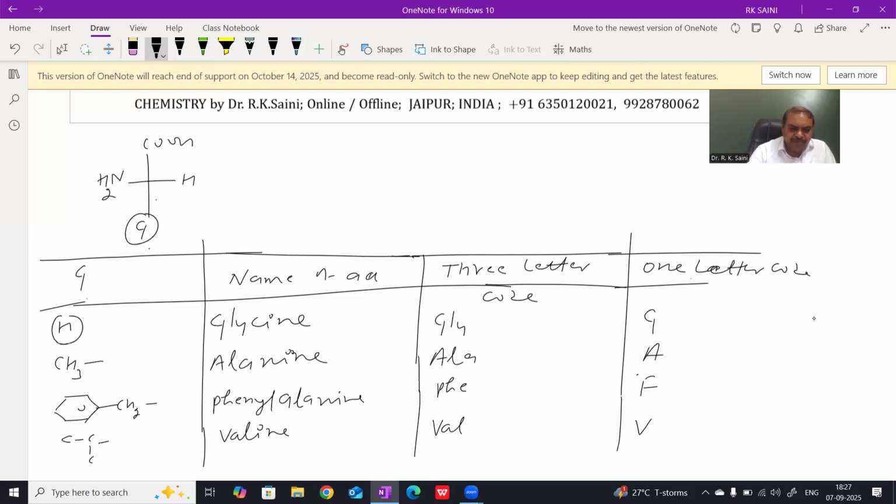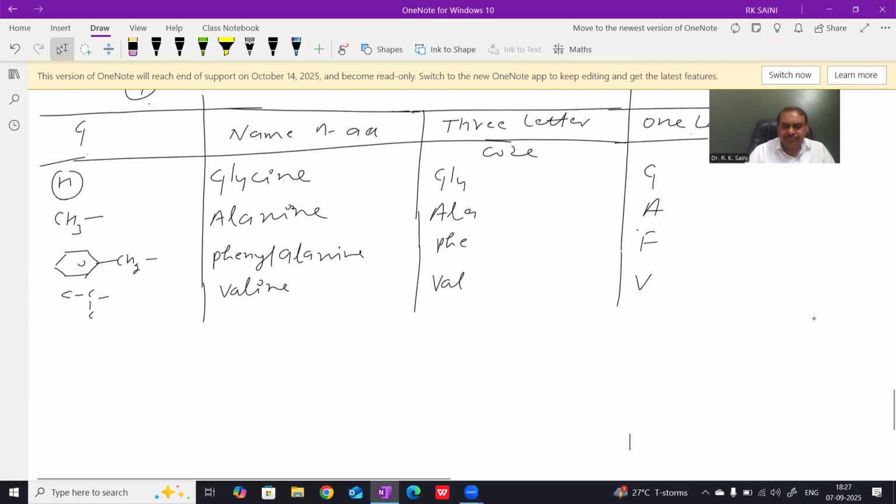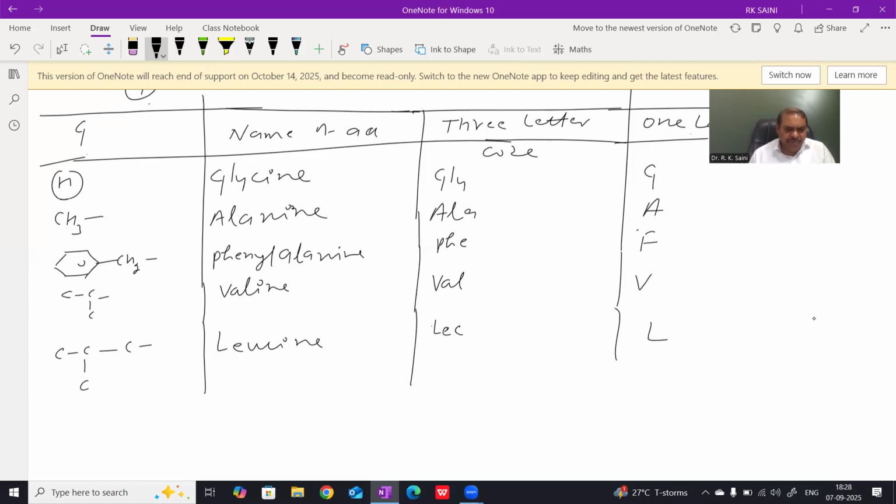If G is an isobutyl group, then this is known as leucine. The single letter code is L and the three letter code is LEU. If G is secondary butyl, this amino acid is isoleucine. The three letter code is ILE and the single letter code is I.